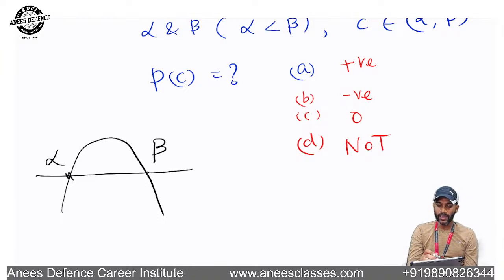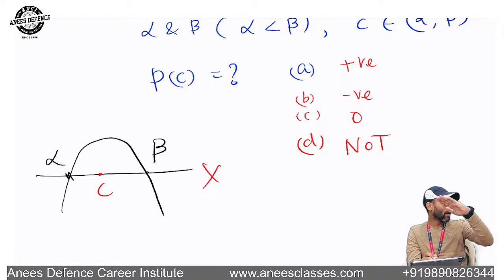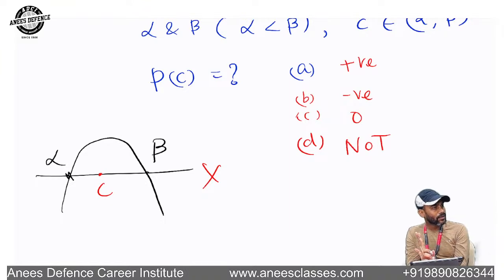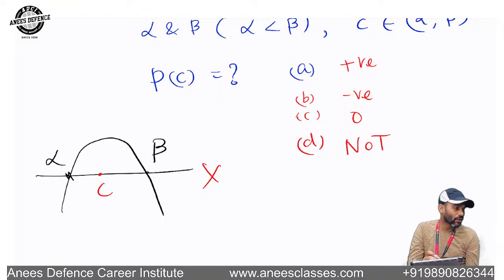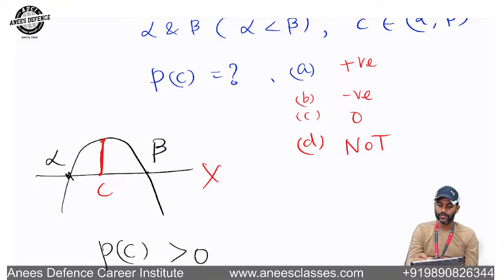Now C is in between alpha and beta. C will be somewhere here. In order to find the sign of P of C, we have to draw a perpendicular line to the x-axis. If it cuts above the x-axis, the value would be positive, otherwise negative. So see where it cuts this graph. Above the x-axis. So P of C would be positive. Very easy. I hope you understood.